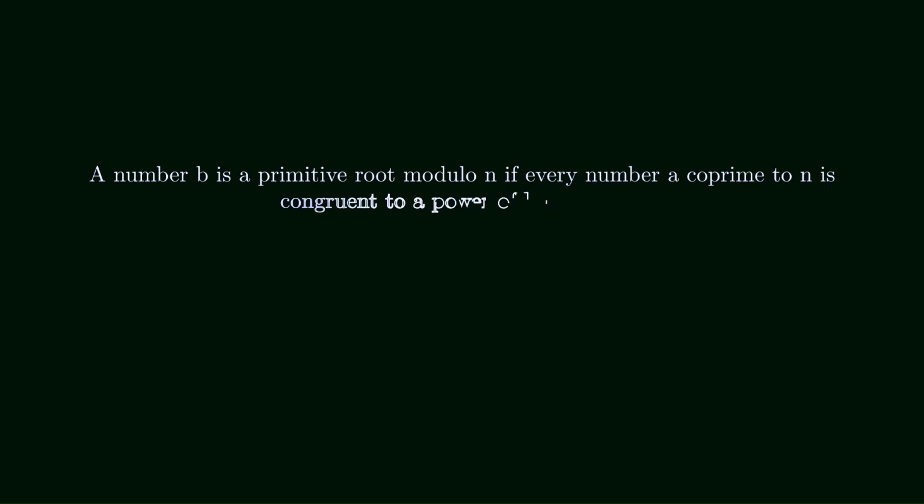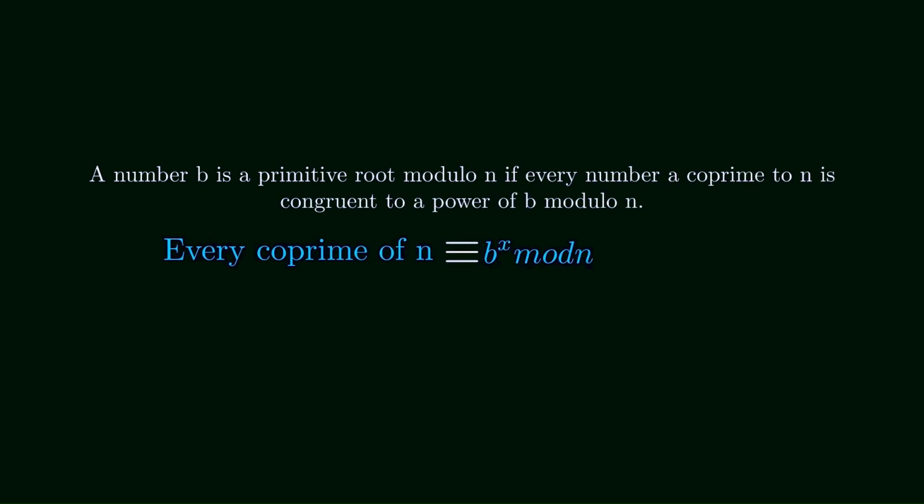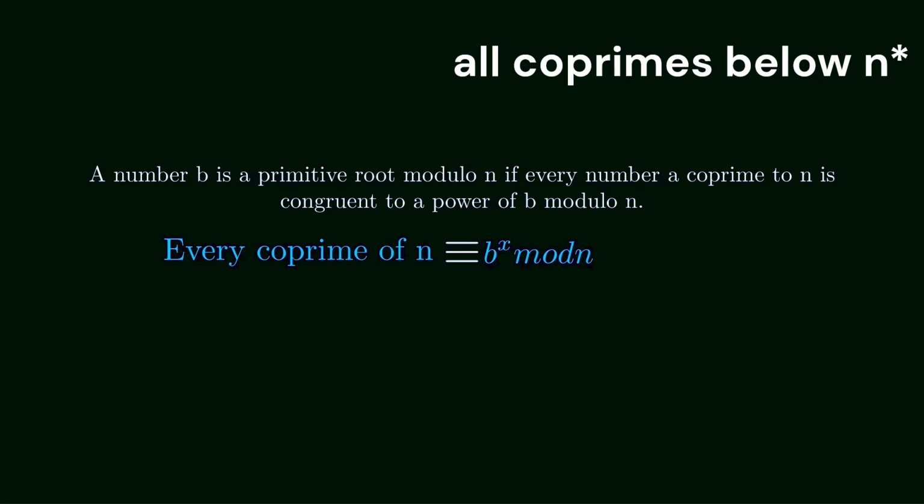Now, back to the definition. All we're saying is that if we were to raise b to the power of any integer, we must be able to get all coprimes of n. Coprimes are just numbers who share no factors. For example, 4 and 9. Perhaps a good way to show it would be with a demonstration.